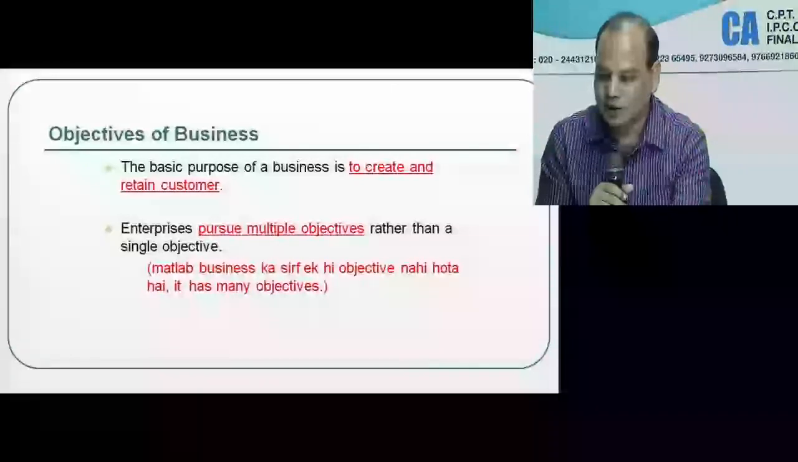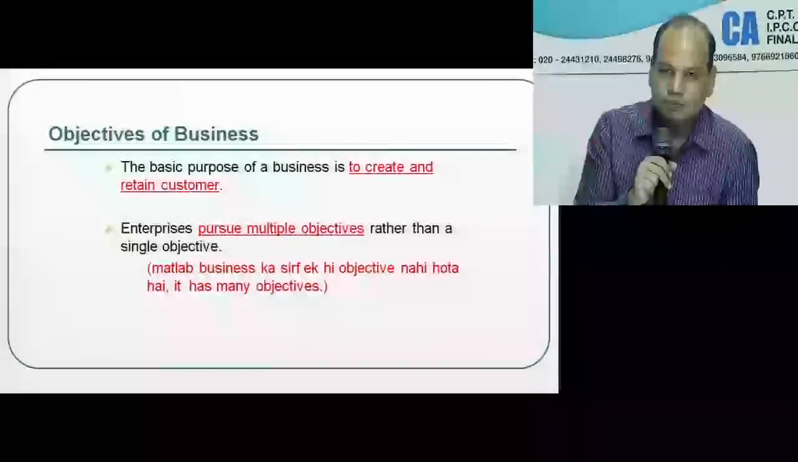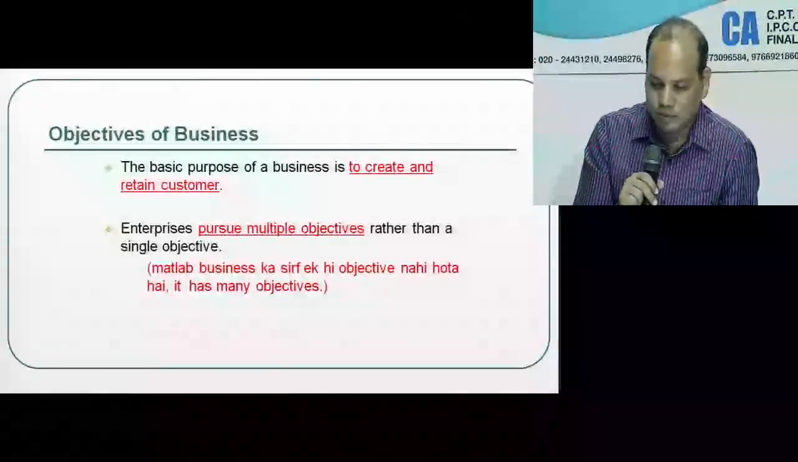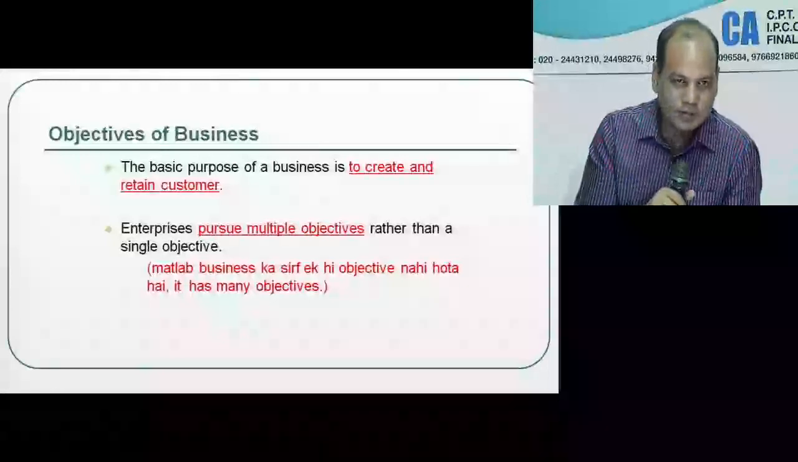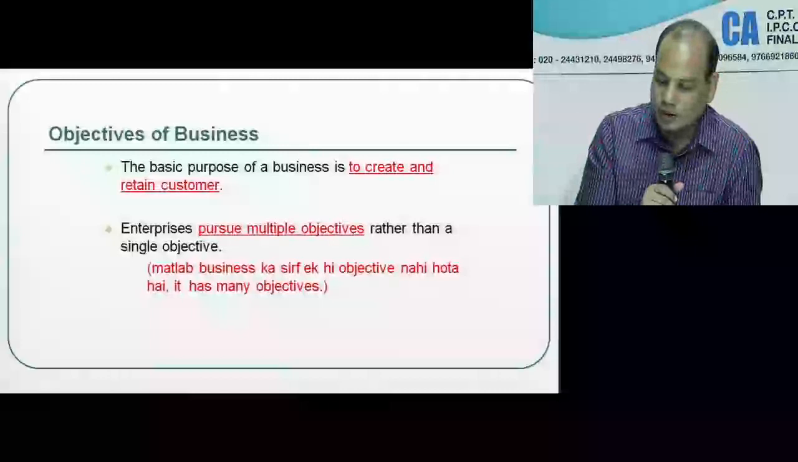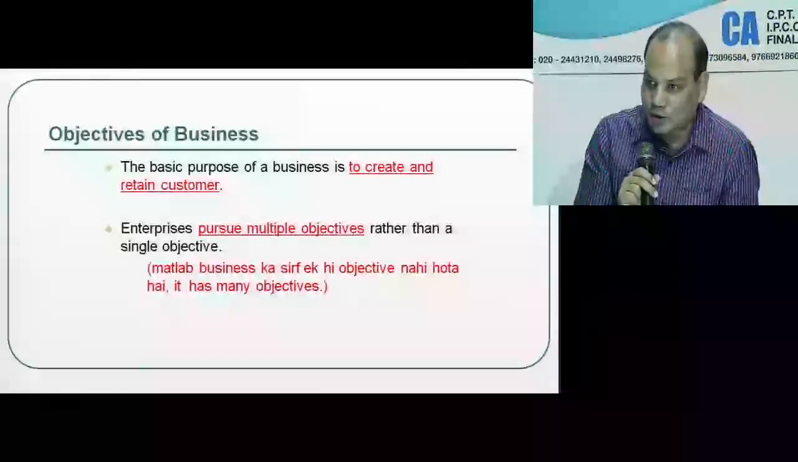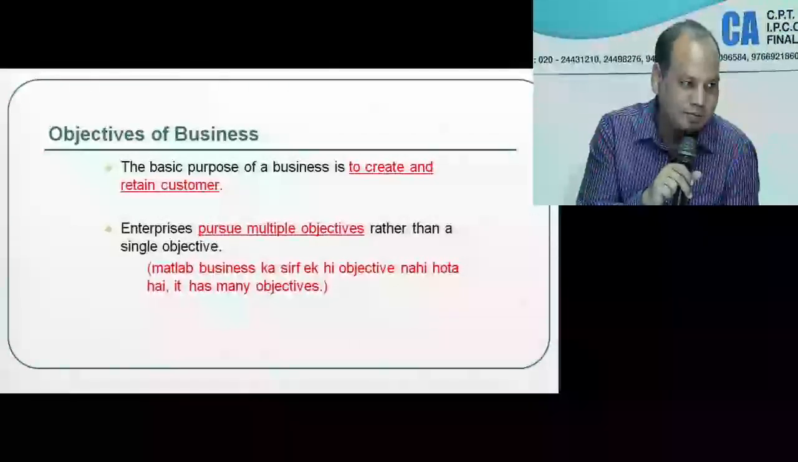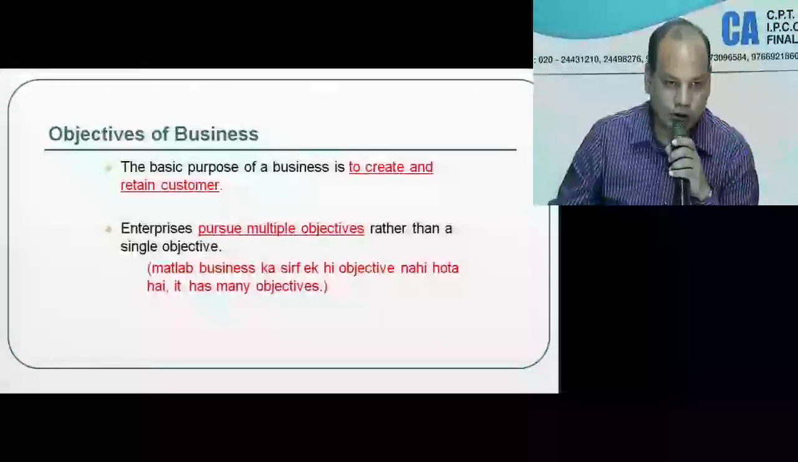Enterprises pursue multiple objectives rather than a single objective. Yes or no? Can we have only one single objective? No. So I have written there in Hindi, but the letters are in English. Okay. It means business does not have only one objective. It has got many objectives. So now we'll see in the next slide how many objectives a business can have.